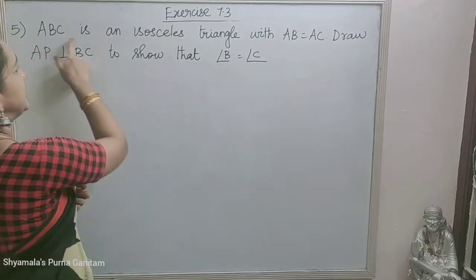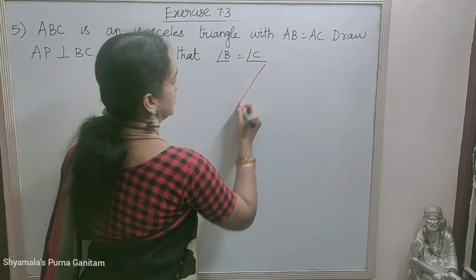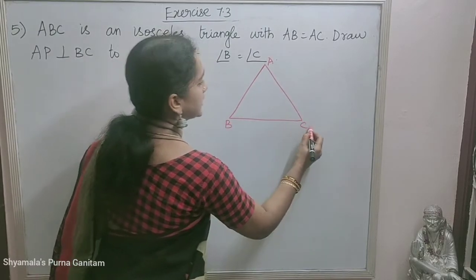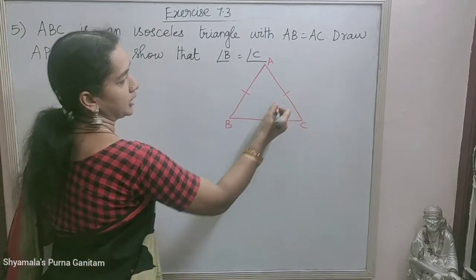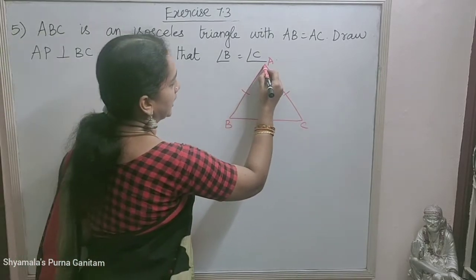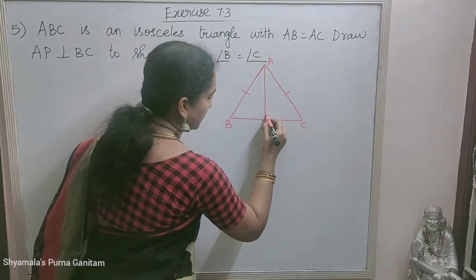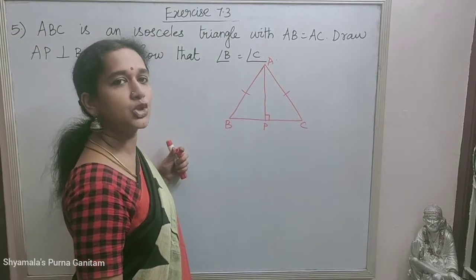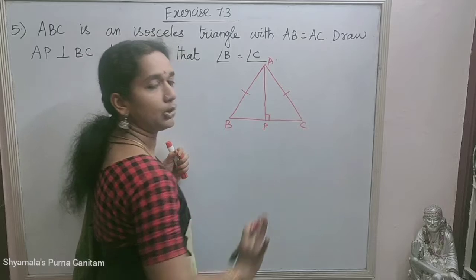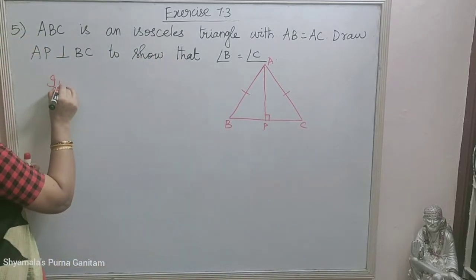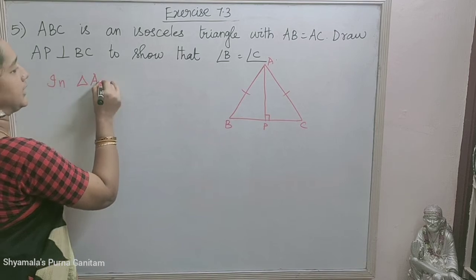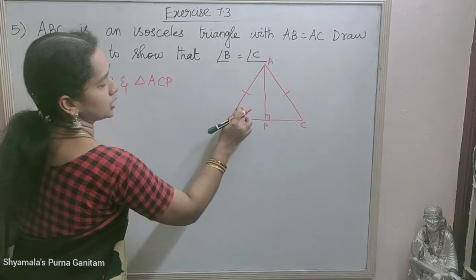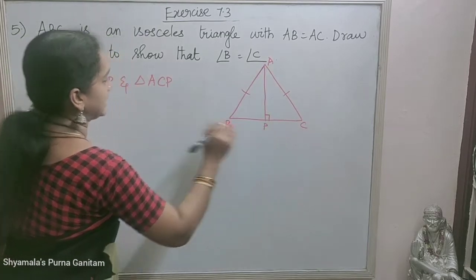Next sum. ABC is an isosceles triangle with AB equal to AC. Draw AP perpendicular to BC to show that angle B is equal to angle C. So we are asked to prove that angle B is equal to angle C. For that we will take triangle ABP and triangle ACP. These two triangles we will take.